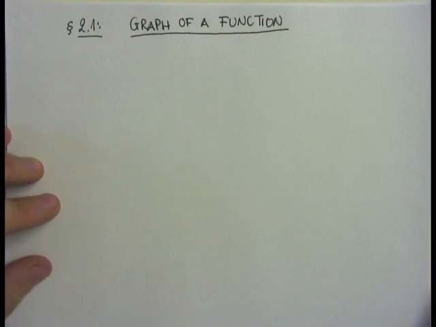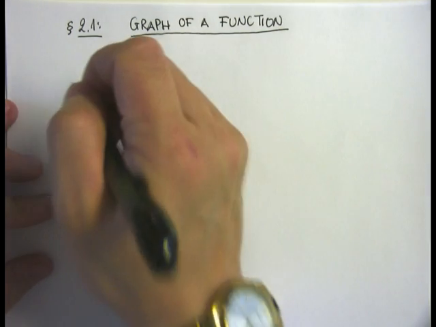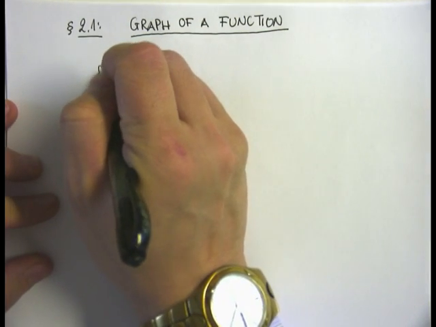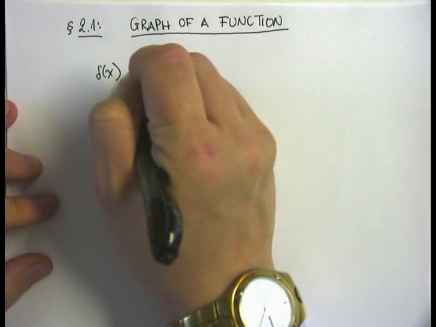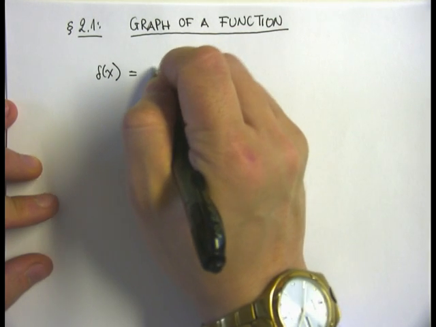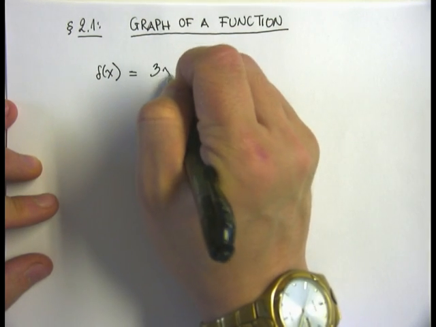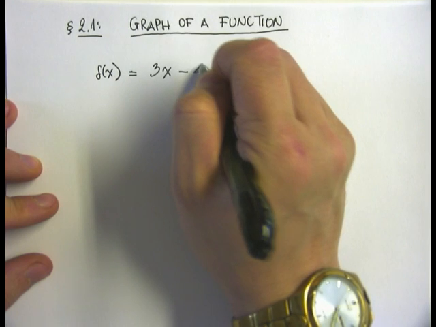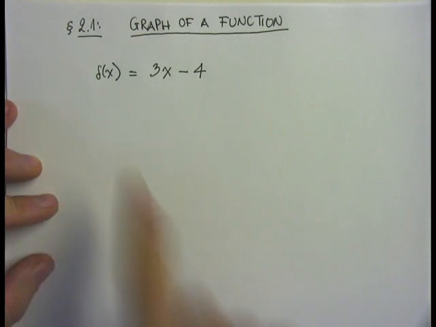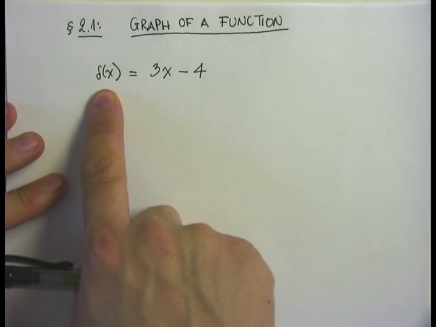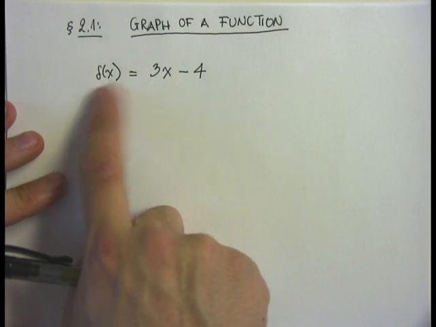Okay, so here we're looking at a graph of a function. Now the idea is knowing what a function is. Suppose we have a function f of x equals 3x minus 4, for example. Okay, so here's my function, and once again I verbalize it one more time.